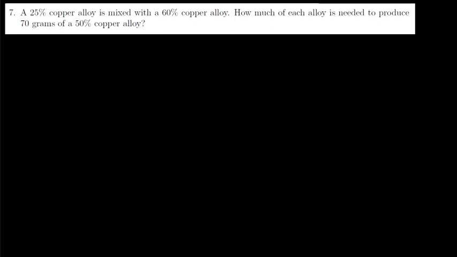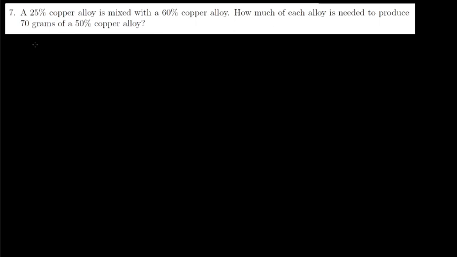Okay, so let's go on to number 7. A 25% copper alloy. So an alloy is just a mixture of metals, right? So a 25% copper alloy is mixed with a 60% copper alloy. How much of each alloy is needed to produce 70 grams of a 50% copper alloy?